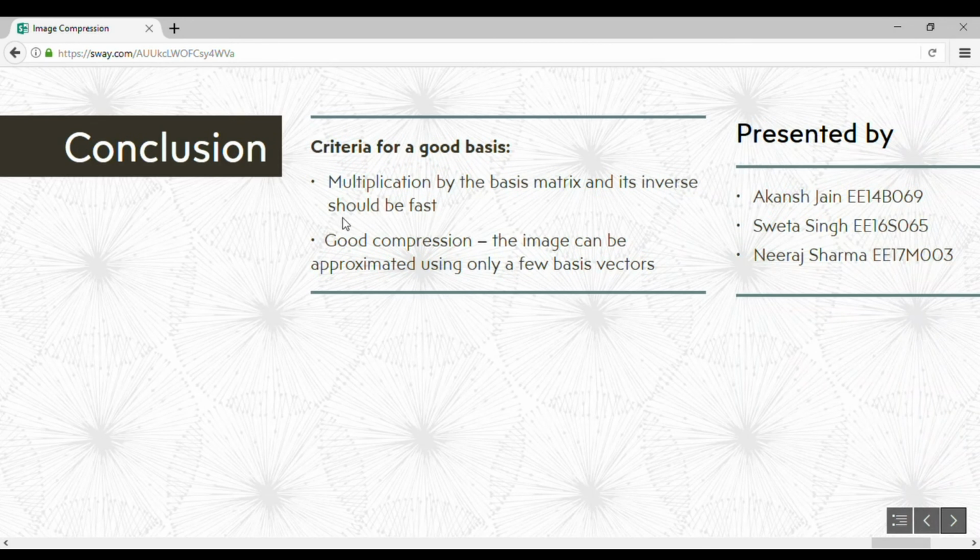To conclude, we can say that the selection of a good basis matrix depends on the time required to invert that matrix or to multiply by its inverse. The selection also depends upon the final transformed matrix. The more the number of Ci's with small values, the better. The best transformation matrix will be the one which consists of eigenvectors of the image, so the transformed image will be a diagonal matrix of eigenvalues.